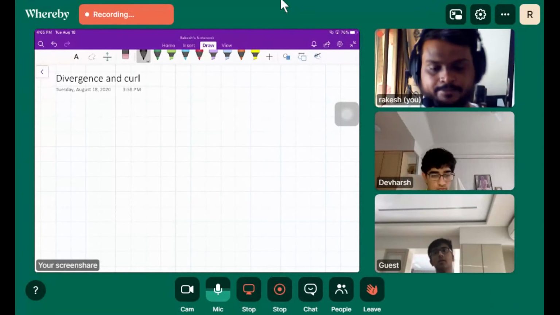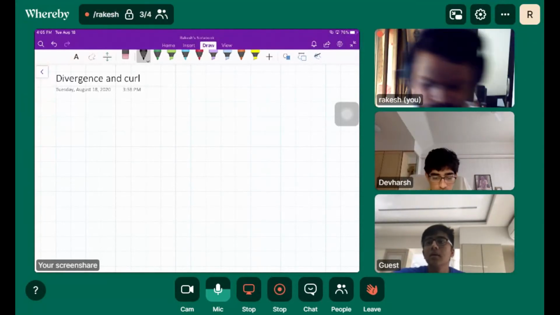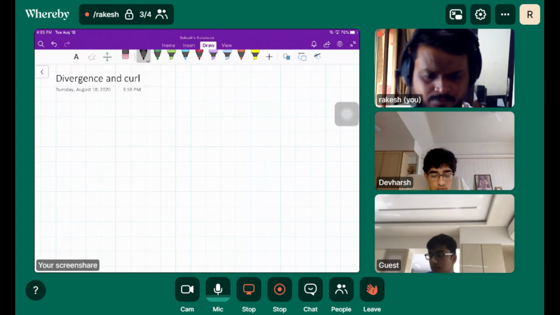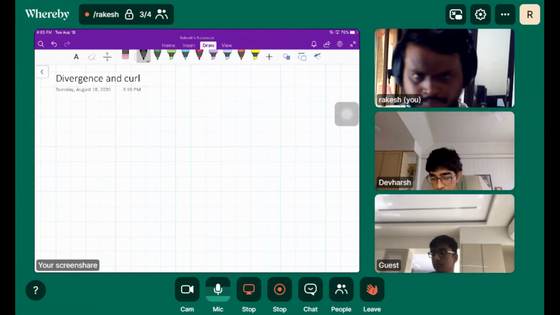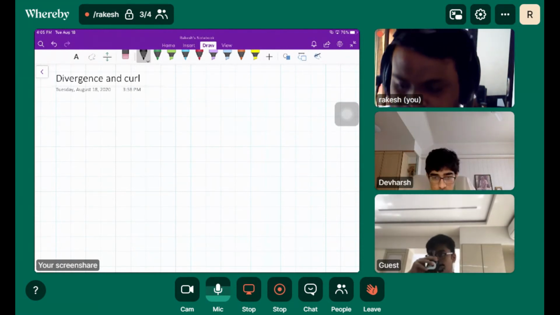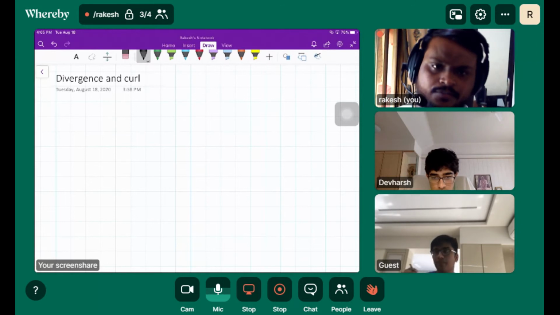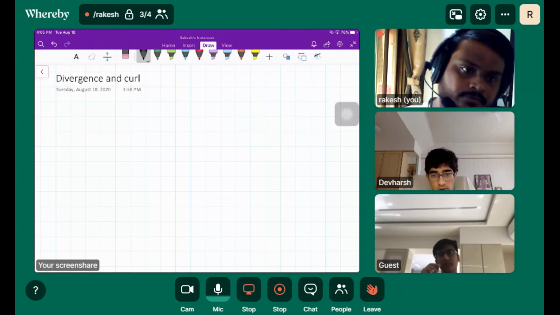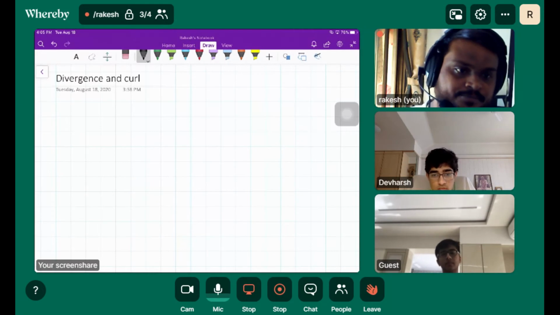This is in continuation with vector field. We studied vector field in the last class. So, what exactly did you learn from vector field? What is a vector field? Anyone?